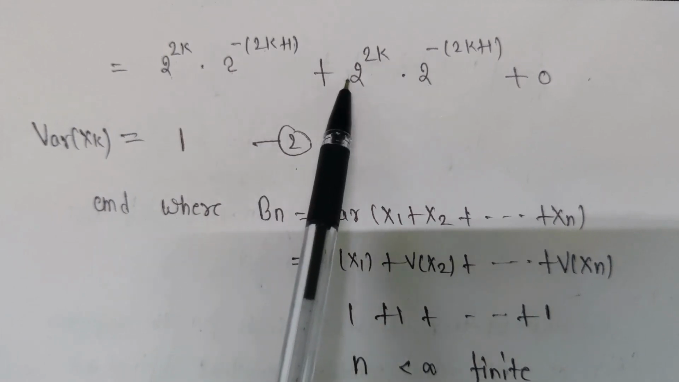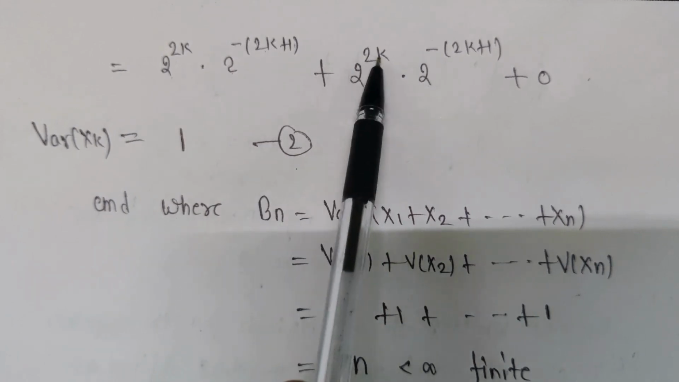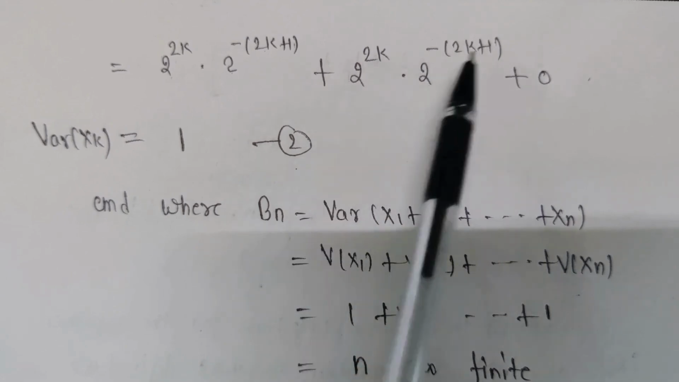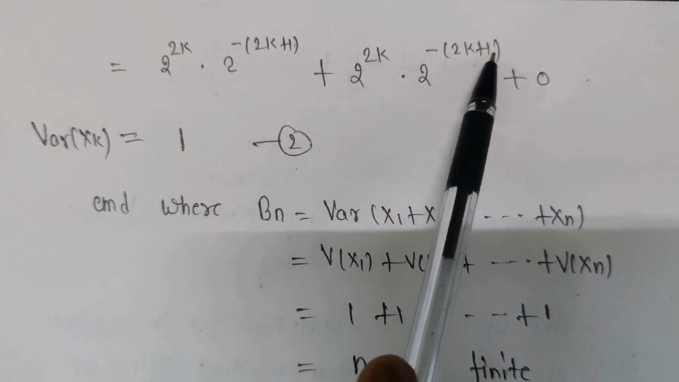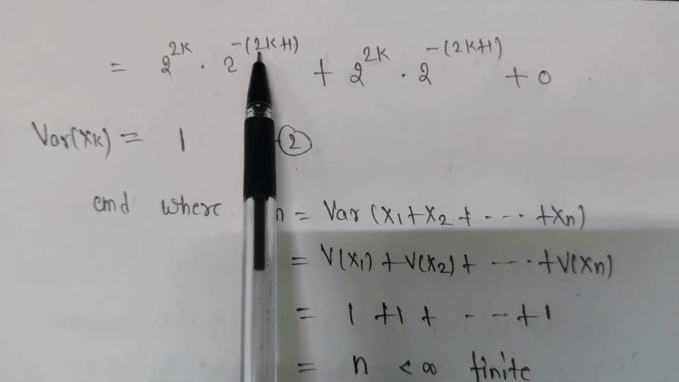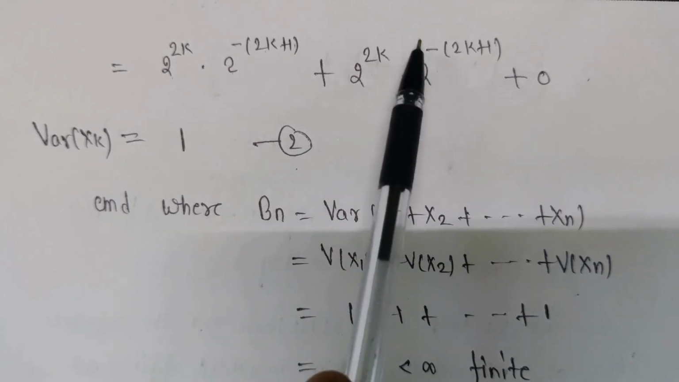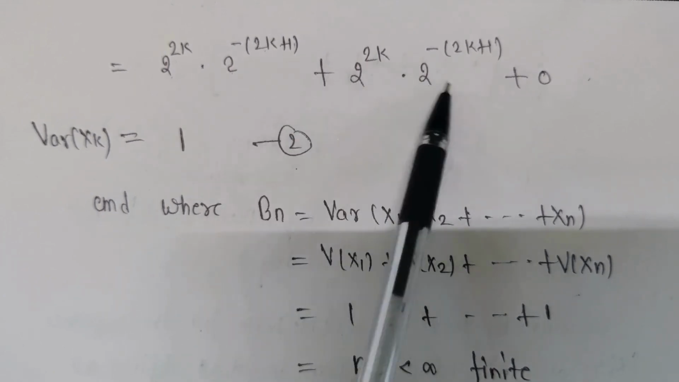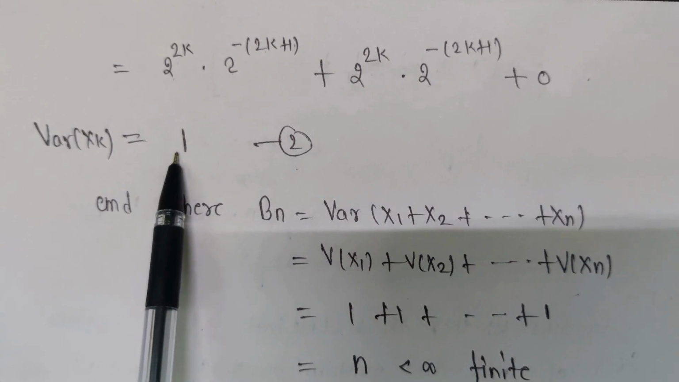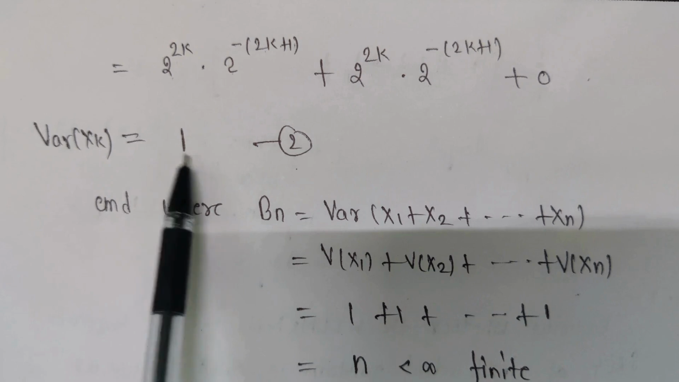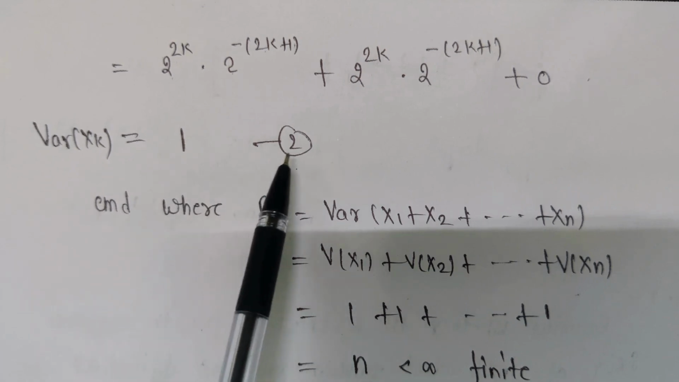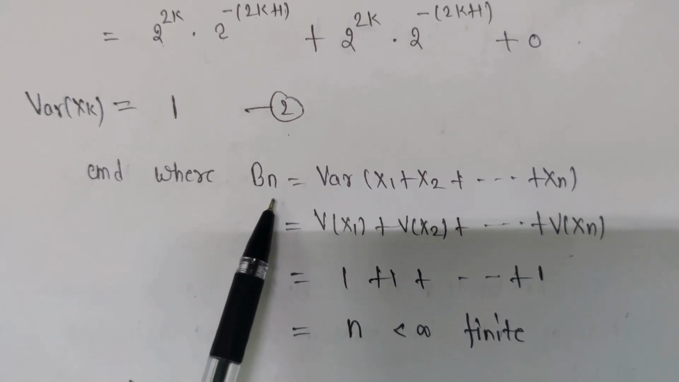Okay, and now similarly you can see here 2 to the power 2k and 2 to the power minus 2k cancel out, and here 2 to the power minus 1. That means 2 to the power minus 1 is 1 by 2, and 2 to the power minus 1 is 1 by 2. So 1 by 2 plus 1 by 2 is equal to 1. Is it clear? So the variance of xk is 1, and our target is to find the value of bn.